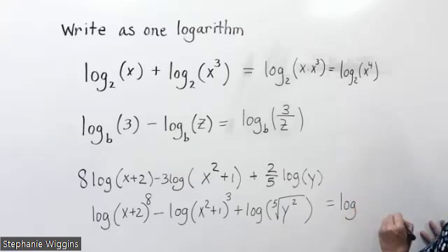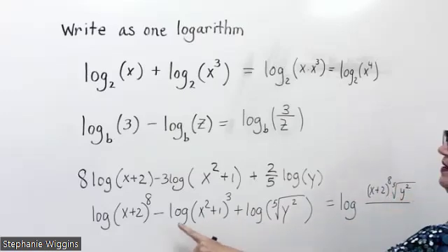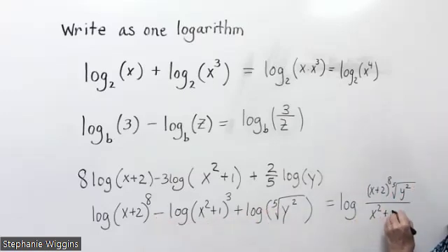log of x plus 2 to the 8th power. And then this also is going to go in the numerator. So that's going to be the 5th root of y squared. And then divided by, this is the negative in front, it's going to be x squared plus 1 cubed. There we go.